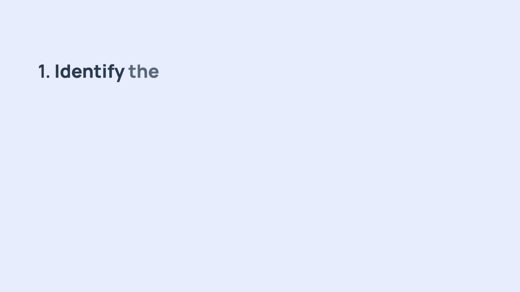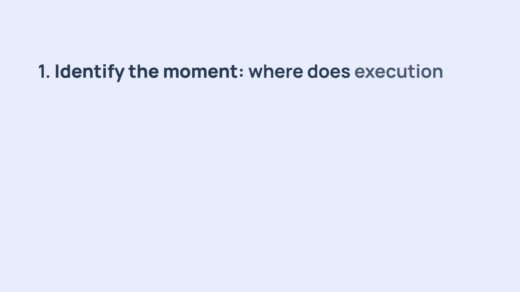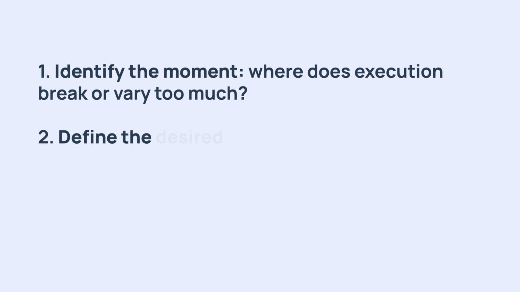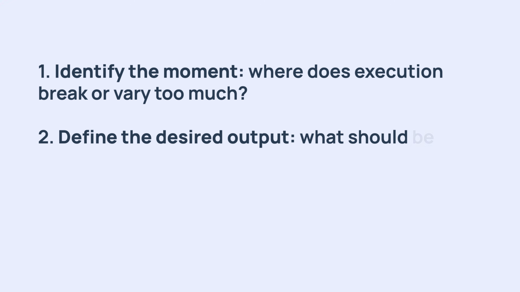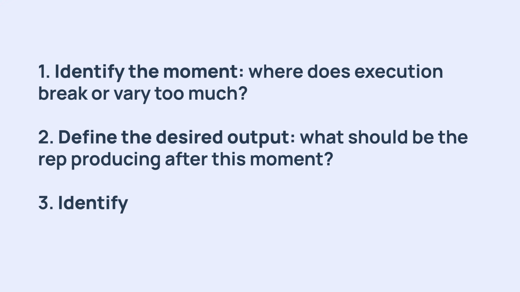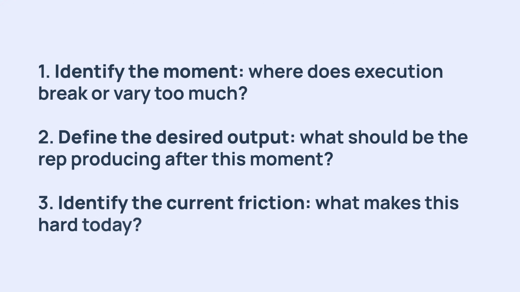Number 1, the moment. Where does execution break or vary too much? 2, define the desired output. What should the rep be producing after this moment? 3rd, identify current friction. What makes this difficult today? And this is very important because often it's more about removing obstacles rather than having to add anything at all.